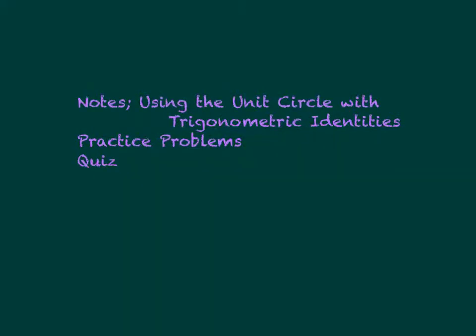So those are your notes over using the unit circle with trig identities to understand the unit circle. Go through the practice problems. Make sure that you can find the different functions given different types of angles. And then you can prepare for your quiz over the material.